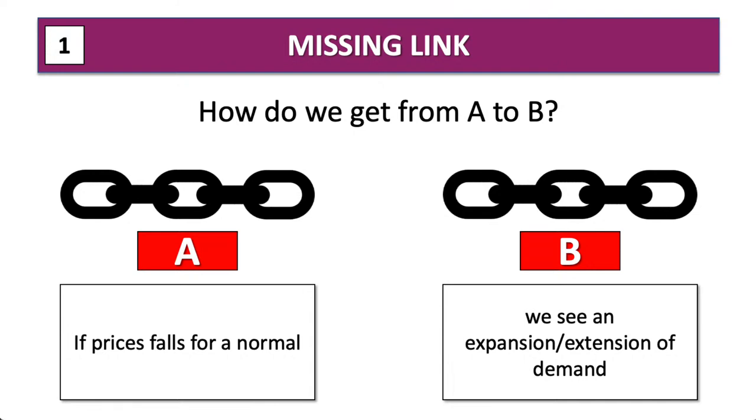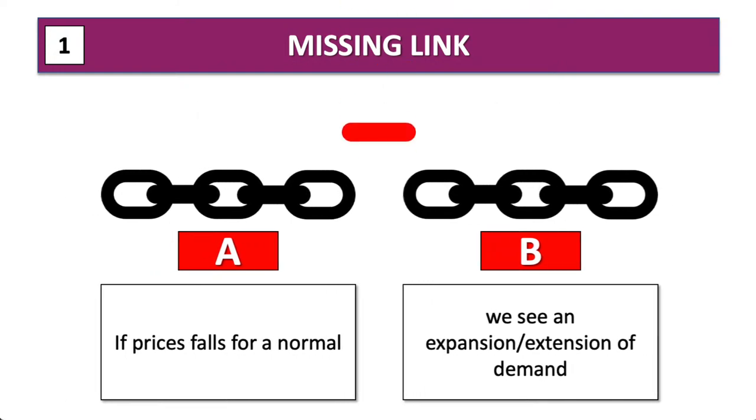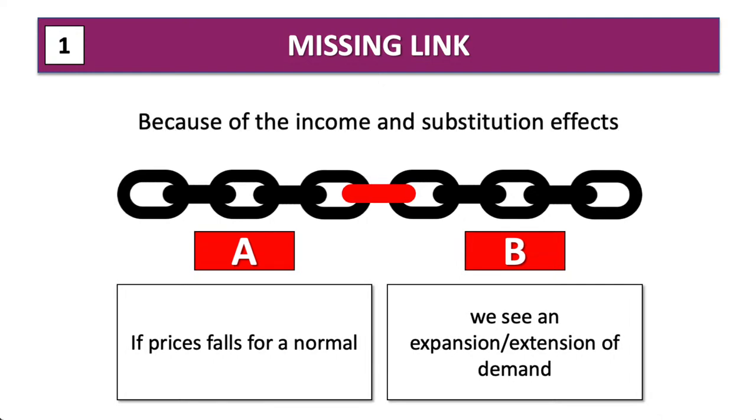So if the price falls for a normal good, we see an expansion or an extension of demand. Okay, so what would be the missing link between A and B? How do we develop that chain of reasoning? A couple more seconds. Well, what we're really looking at here is how could we develop, if you were trying in an exam answer to push up towards those higher levels, particularly in a data response question, how can we expand that sentence. Let's take a look at what we suggested, and then we'll have a go at another one and see if this helps. So if the price falls for a normal good, because of the income and substitution effects, we see an expansion and an extension of demand.